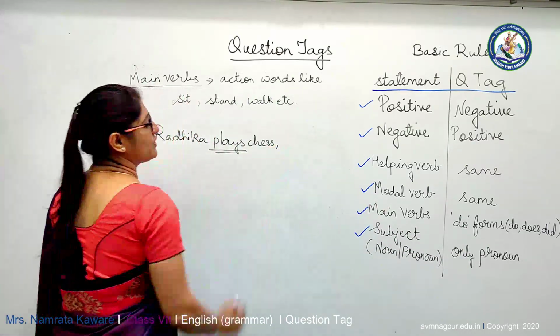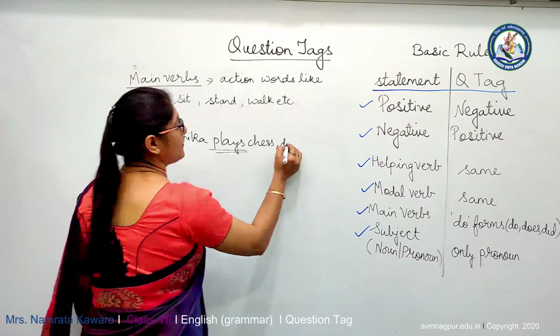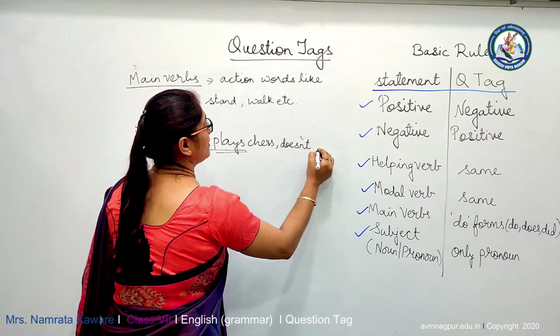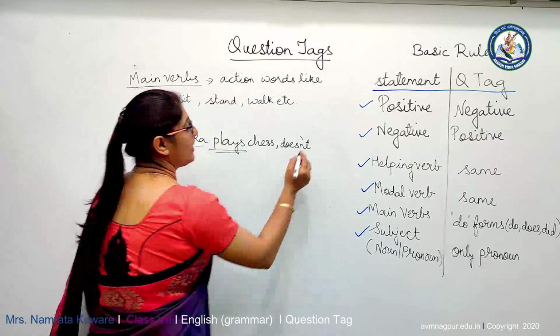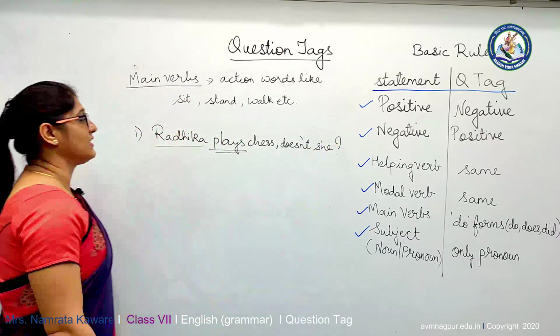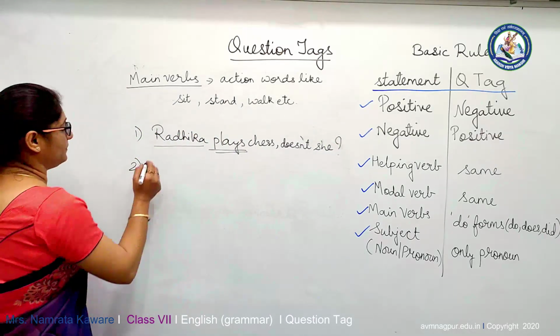We remove the full stop, put a comma, and the sentence is positive. So the negative form of does is doesn't. And for Radhika, whether there is a noun or pronoun, for Radhika we'll put a pronoun, doesn't she, and a question mark. Let's see the second sentence.